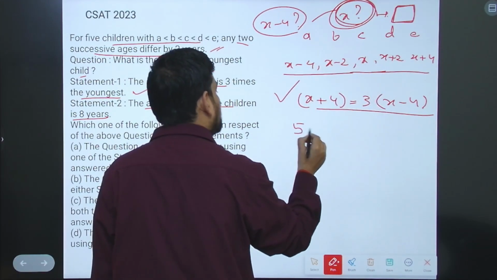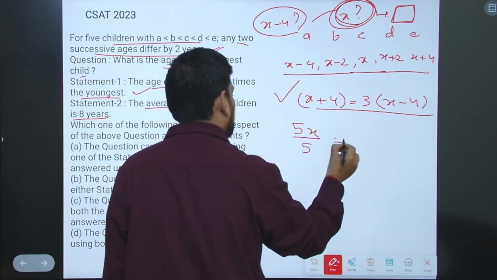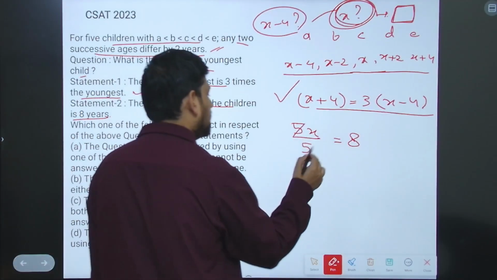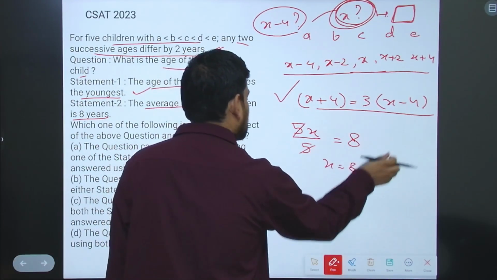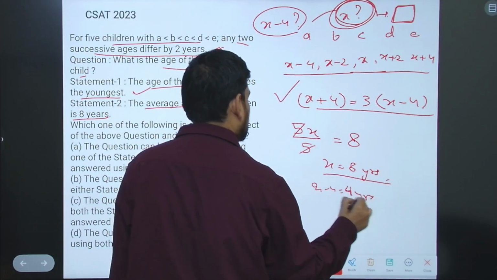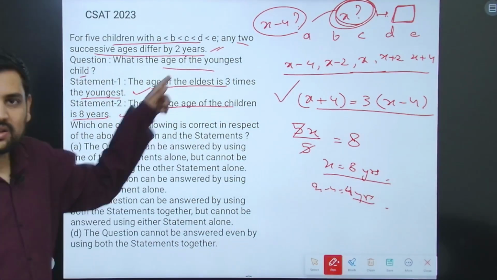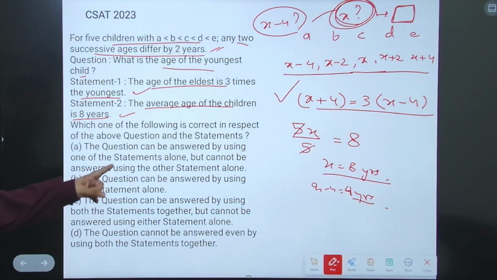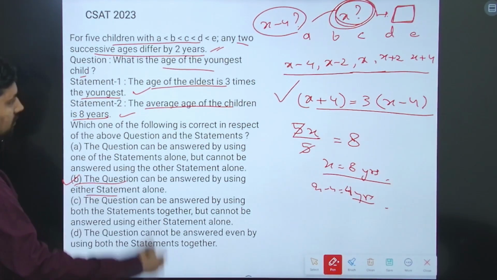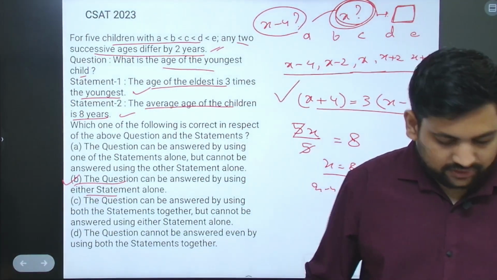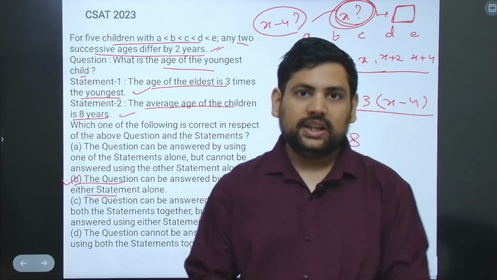Ultimately, you will get 5x divided by 5 is equal to, what is given? Average is given as 8 years. So you get the value directly, that is x is equal to 8 years. Now if x is 8 years, then you know x minus 4 will be 4 years. So basically this is also enough. So both statements on their own are enough to answer this question. So the answer becomes: the question can be answered by using either statement alone. This becomes your answer. Okay, so that's it for 2023 PYQs. Thank you.